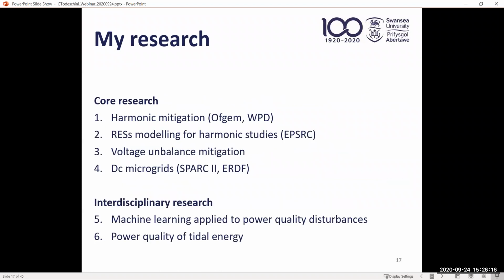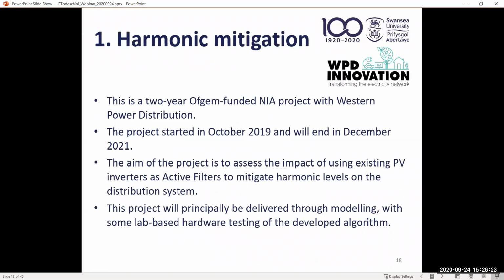Now I will move swiftly to my research projects. I will start with one project called harmonic mitigation that is funded by Ofgem. Probably everyone in the meeting knows that Ofgem is the government regulator for gas and electricity markets in GB. I'm working on this project with Western Power Distribution. The project started about a year ago and will end in December 2021.